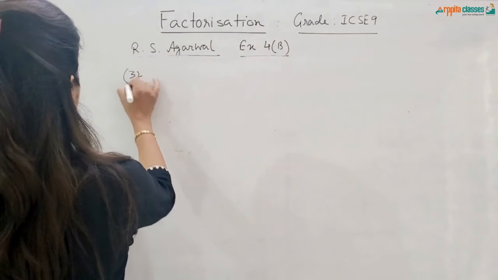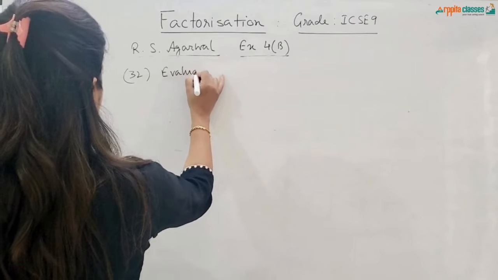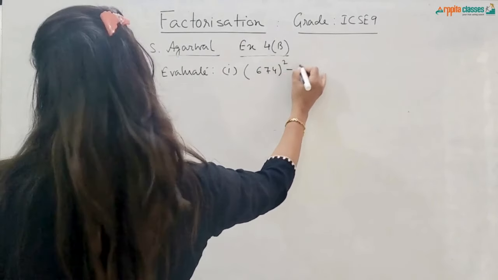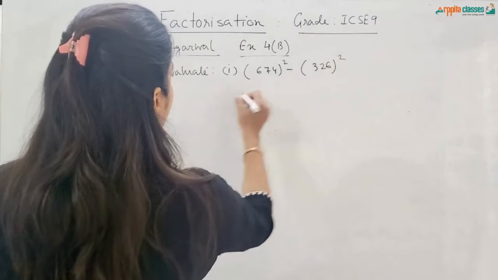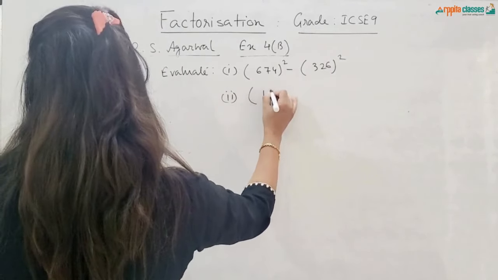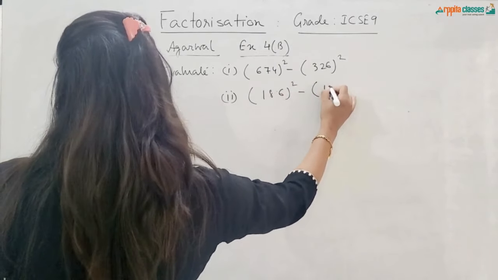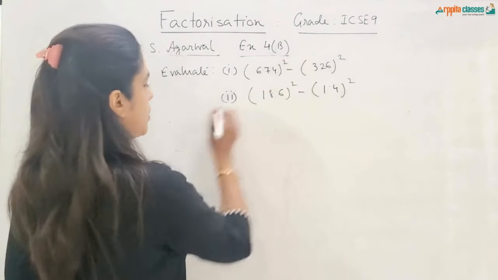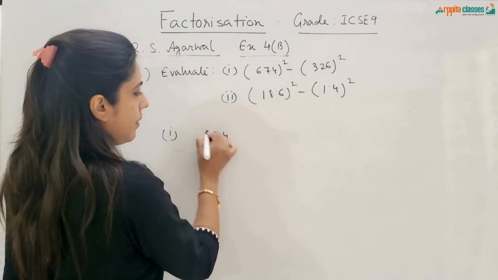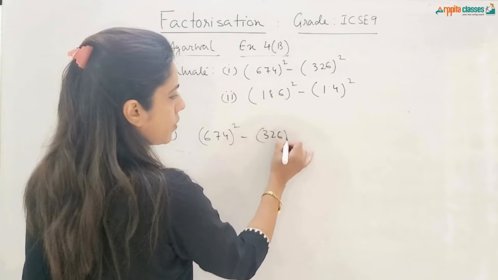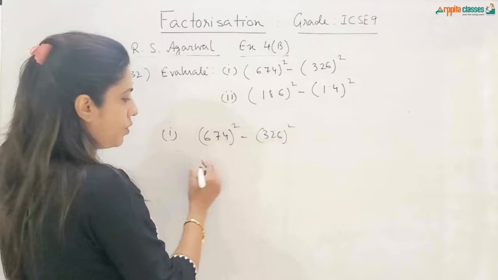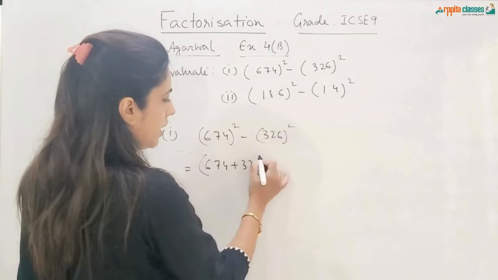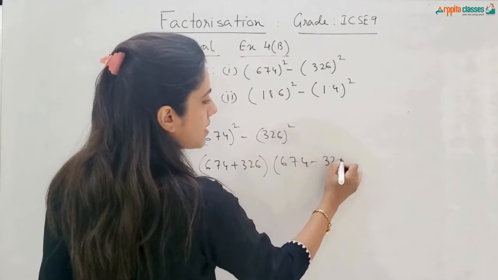Okay. Number 2. They said evaluate. Evaluate what? The first question is 674 whole square minus 326 whole square, and the second question is 18.6 square minus 1.4 the whole square. So you can see these are in the terms of a square minus b square. I am doing the first sum, 674 square minus 326 square. Consider this as your a and this as your b. So a square minus b square is a plus b into a minus b.